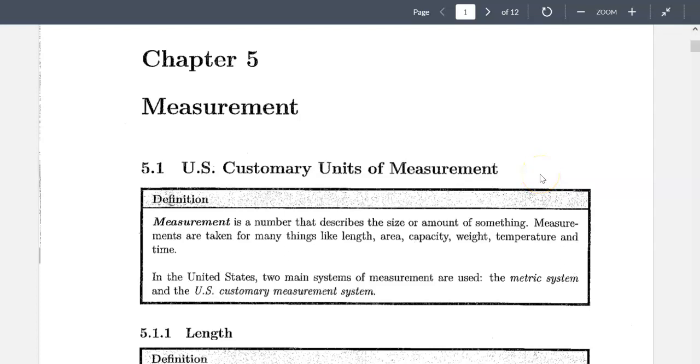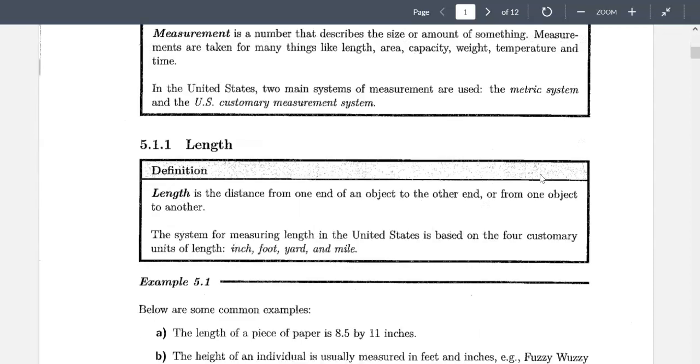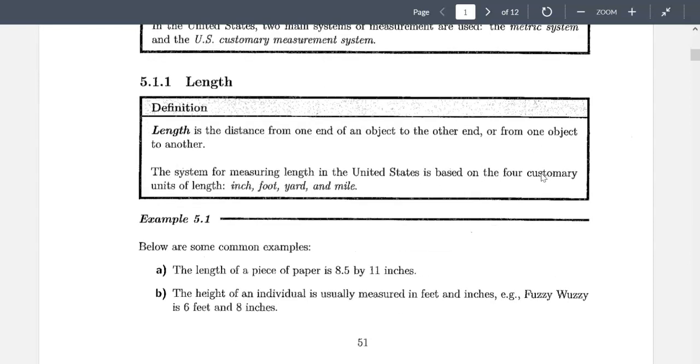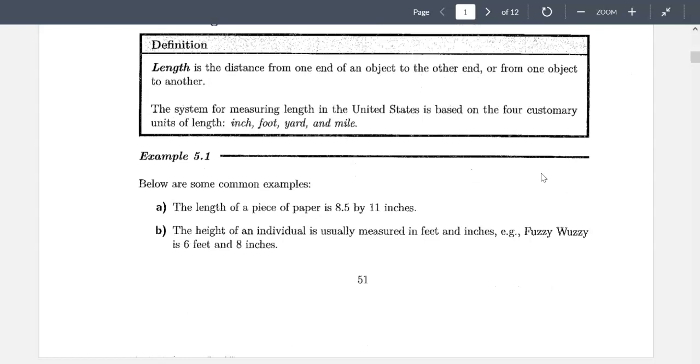Chapter 5, Measurement. In 5.1, we're looking at U.S. customary units of measurements. Okay, so we start with length. Now the common lengths we know are things like inch, feet, yards, miles. Here are some examples.